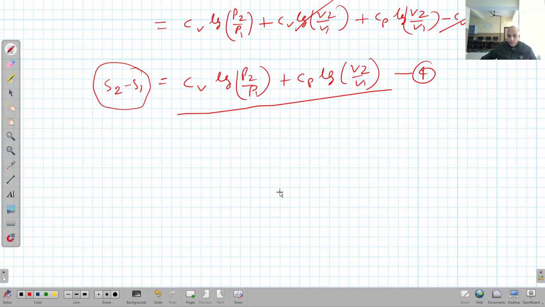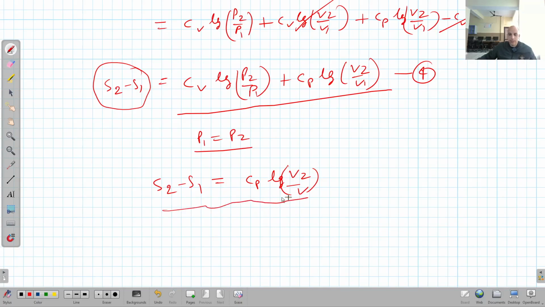Suppose the process takes place at a constant pressure, meaning P1 is equal to P2, clear. Then in that case, what will be the situation? I can put here S2 minus S1. P2 upon P1 will give you 1, log 1 means 0. So you will get it is equal to Cp log of V2 upon V1, clear. So this is the required relation.